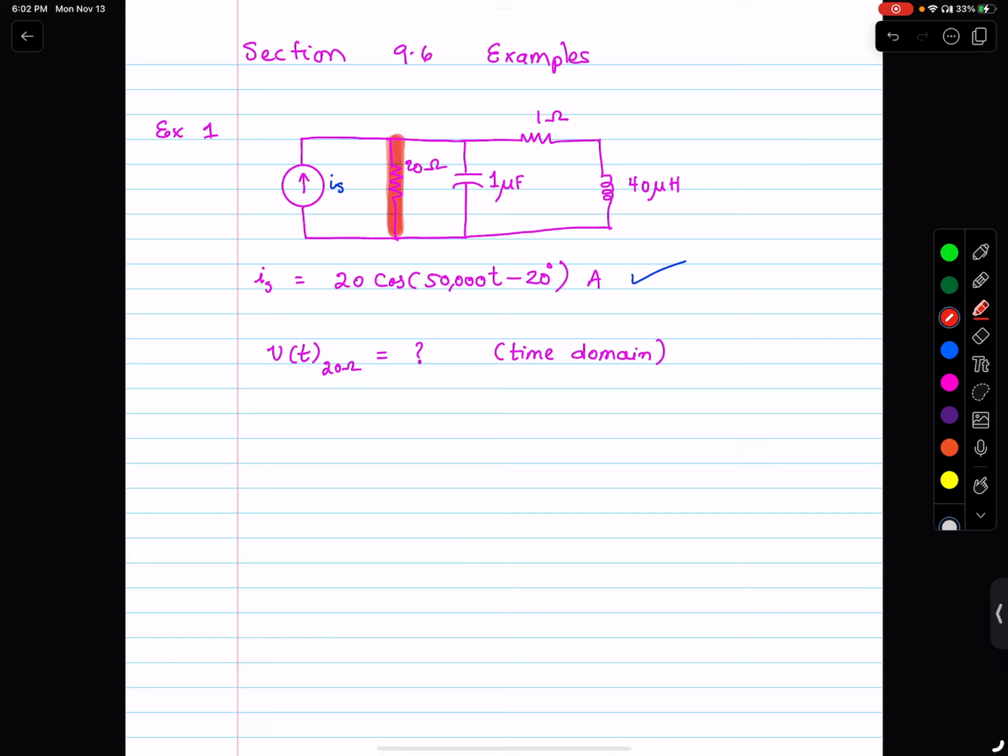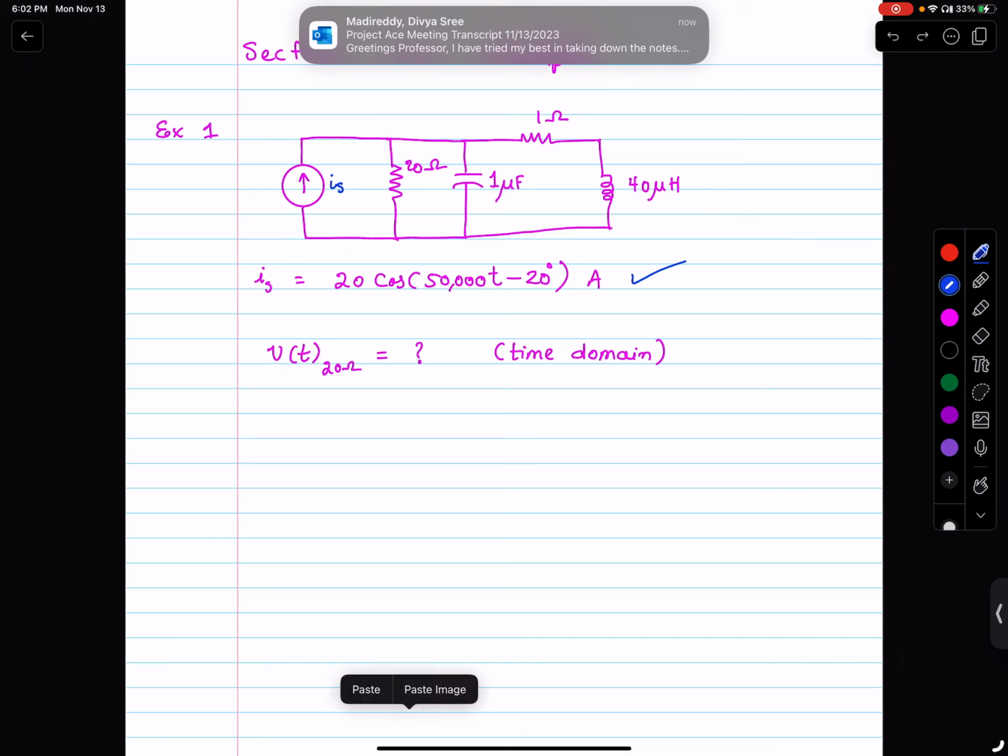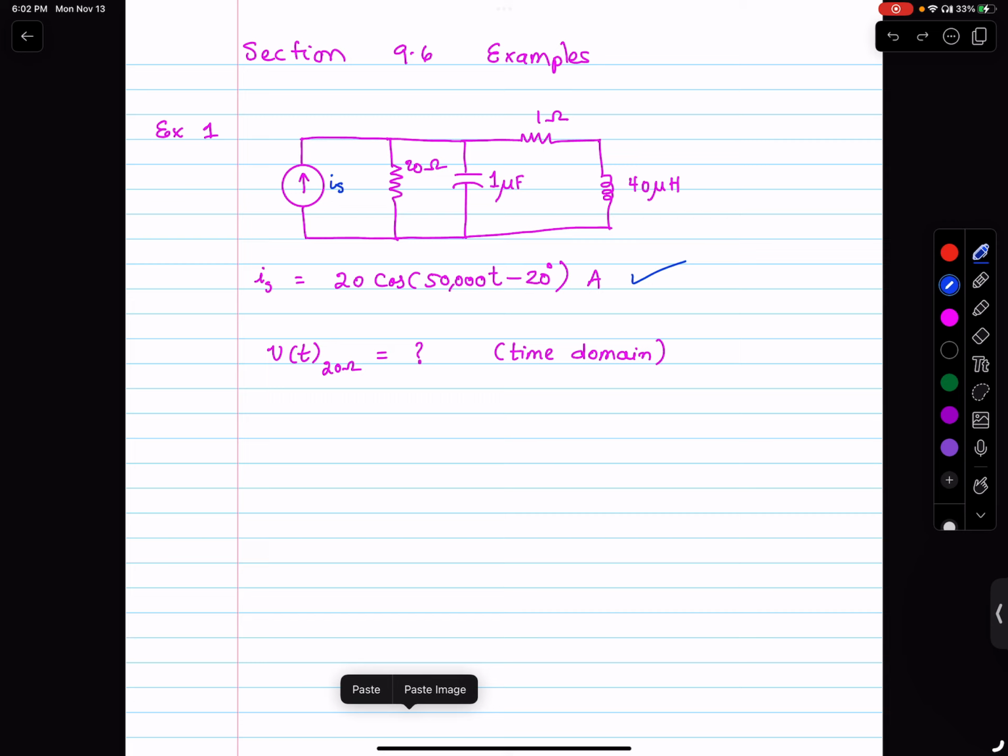resistance. What is the time domain voltage across the 20 ohm resistance? That's what we are asked to find out. And let's find out. It's a simple problem, as simple as it can get. Really, we have impedances in a time domain. Let's quickly convert them to frequency domain. Let me make a note of what we have available, or what we have been given.